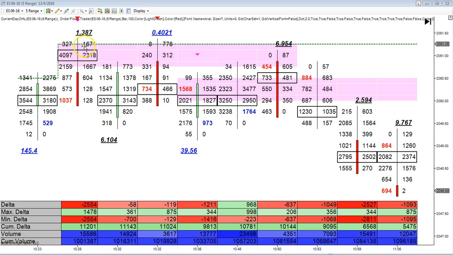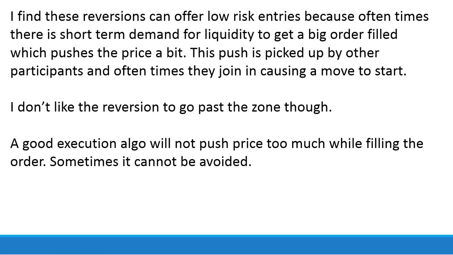Someone came up here thinking, hey, it's a good sell. Then they're still hanging around these prices. More people come in, hey, yeah, this is a good sell, I want to get short as well. And then you see it just falling over there. I find these reversions oftentimes can offer a low risk entry because what you're seeing is short-term demand for liquidity to get a big order filled is what's pushing the price a bit. So the push is picked up by other participants, and oftentimes they join in, causing the move to start.